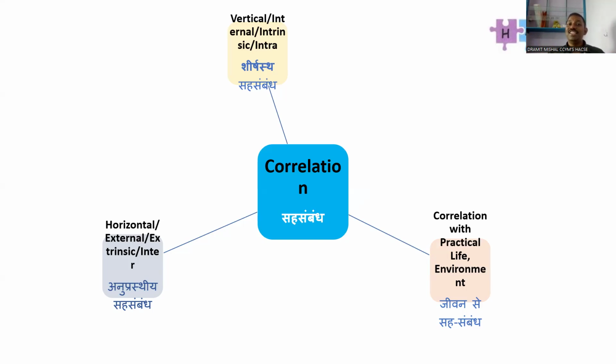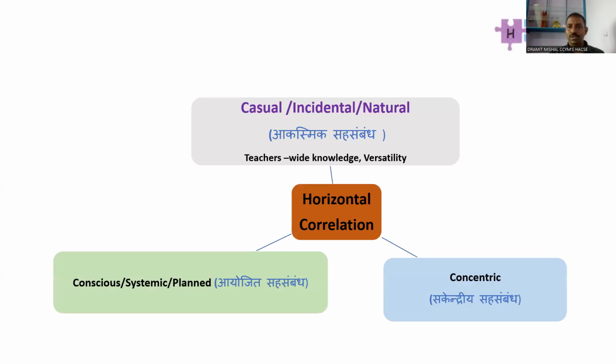The other is internal, intrinsic, intra-correlation, or vertical correlation. That is within the subject itself. Suppose I am talking about social studies, the subjects within social sciences will internally correlate. In mathematics, algebra with geometry, algebra with arithmetic. In science, astronomy with physics, physics with chemistry, chemistry with biology, biology with zoology and botany, and so on. And the third is correlation with practical life, the environment, with day-to-day life. That correlation is equally important.